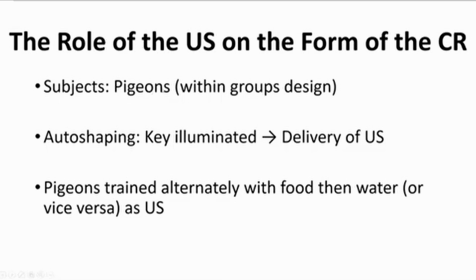Our subjects are pigeons, and they specifically used a within groups design so that they could be more sure that the birds were adjusting their behavior, as opposed to one group being different from the other. And they used an auto-shaping procedure, where, as we've talked about, when a key is illuminated, when a light comes on in one of these boxes, pigeons have a tendency to peck it. Especially if that key comes on just before the delivery of an unconditioned stimulus. Now, our unconditioned stimuli were going to be food and water.